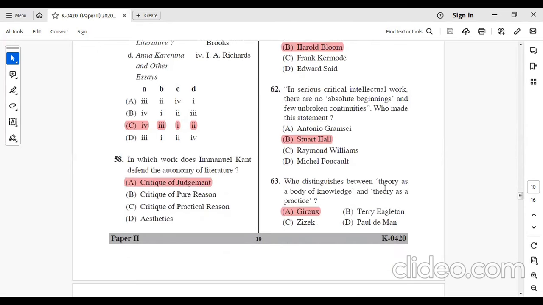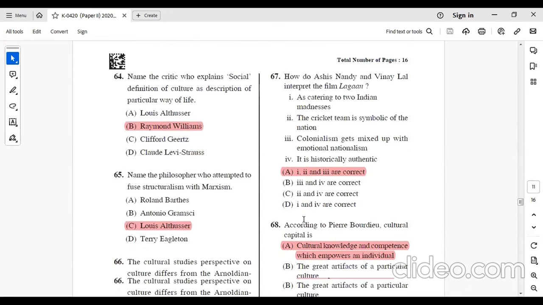Then question number 63. Who distinguishes between theory as a body of knowledge and theory as a practice? Giroux. Who has distinguished between theory as a body of knowledge and theory as a practice? Giroux.